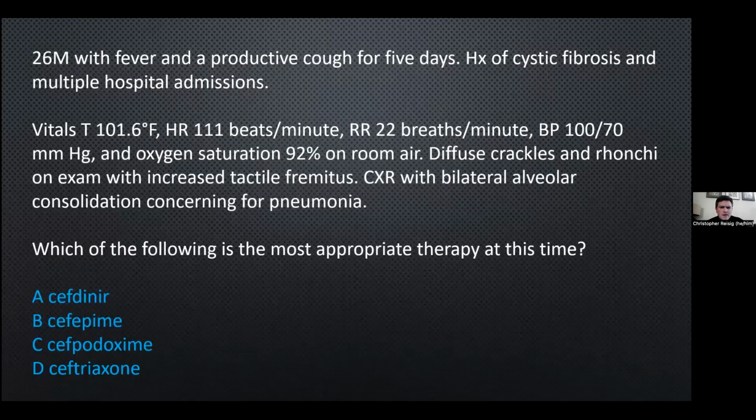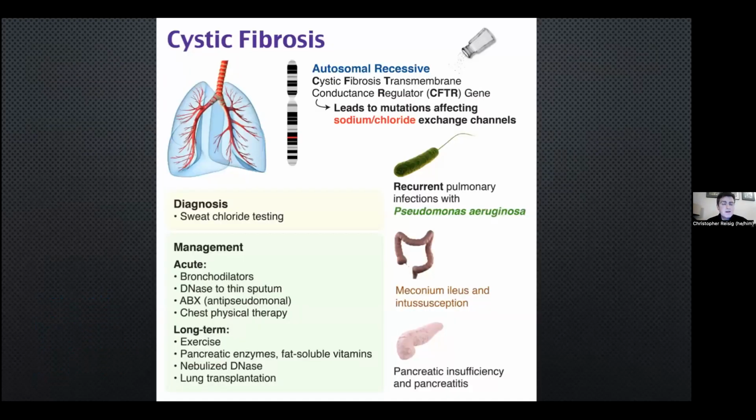All right, we've changed backgrounds. This is the person with cystic fibrosis, a 26-year-old male. He's got some sort of pulmonary infection. Which of the following is the most appropriate therapy at this time? The key here is that this is a gentleman with cystic fibrosis. So you have a number of good, fairly broad spectrum antibiotics, but only one of them covers Pseudomonas, and that is cefepime, and that's what this gentleman needs.